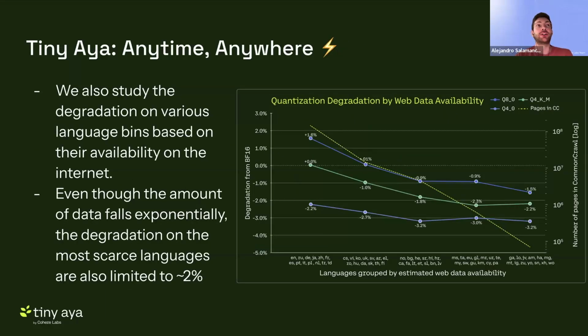We also studied how quantization degrades multilingual performance, and we saw that even for low resource languages, where there is orders of magnitude less information available out there and therefore less data to train our models, when we quantize the different versions of Tiny Aya, we do not lose as much performance as one could imagine. We can see around a 2% drop versus the unquantized version of the model.